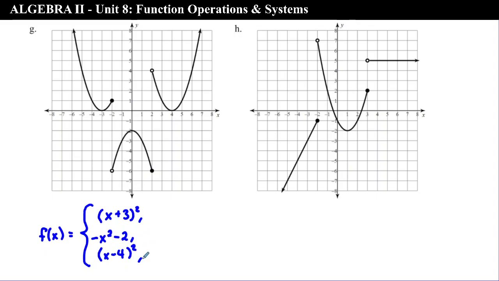And now we're going to put our different parts of our domain. So the first part applies when x is less than or equal to negative 2. This part applies when we are between negative 2 and 2, but we do include the 2. And then this last part is when x is greater than 2.